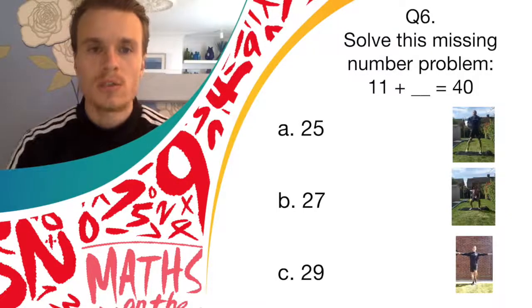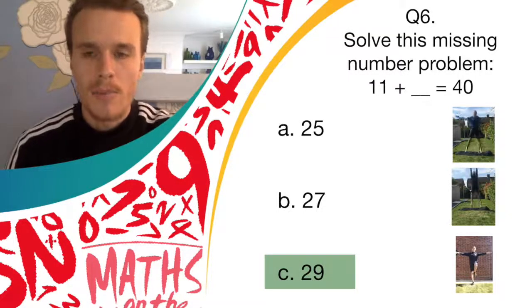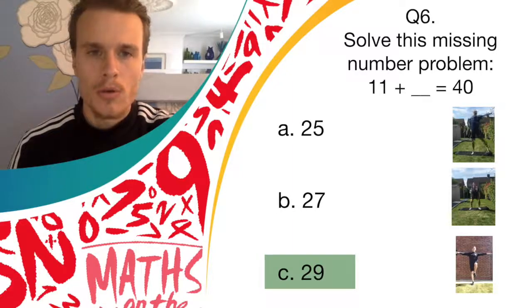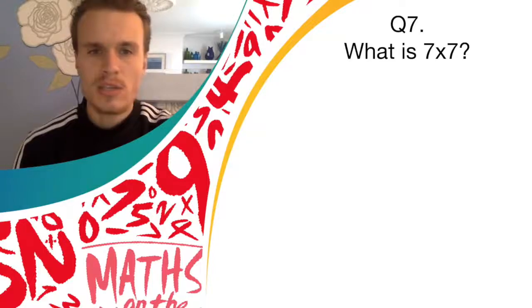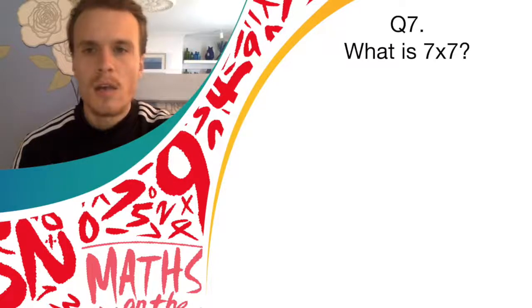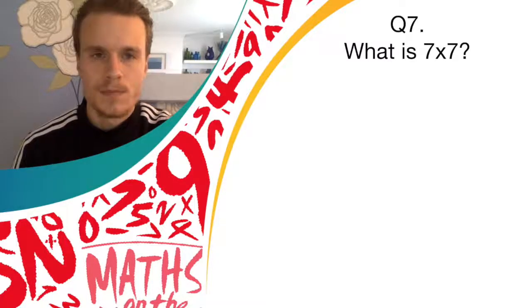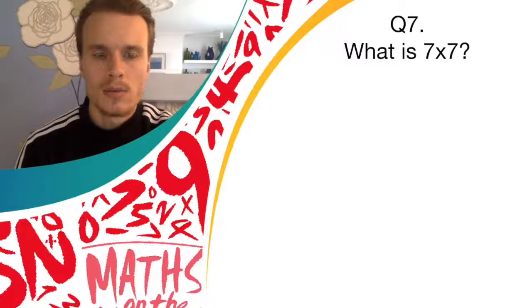Okay, so the answer was C, 29. So if you were balancing, good job, you got a point for that question. On to question 7. The question says, what is 7 multiplied by 7? Have a think for a few seconds before we reveal the possible answers.